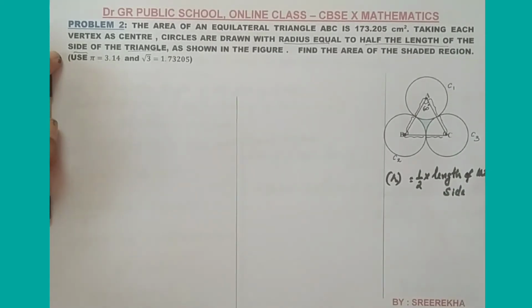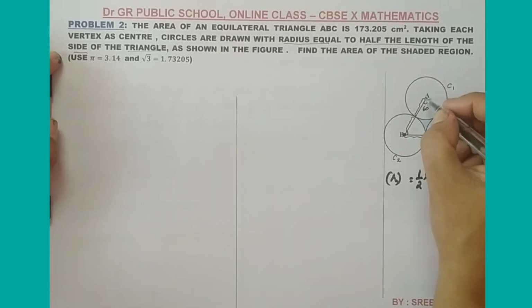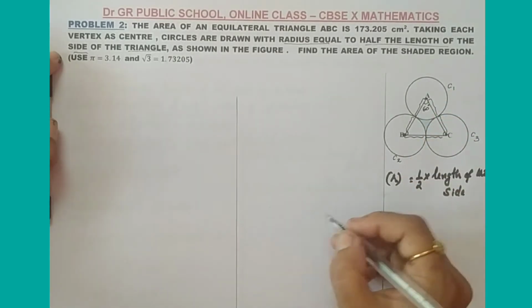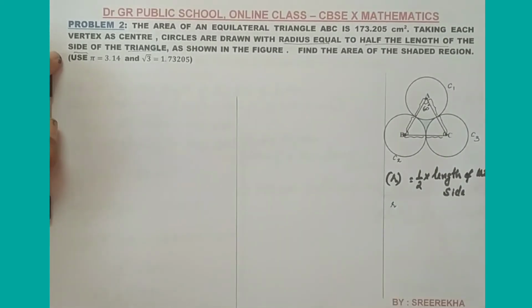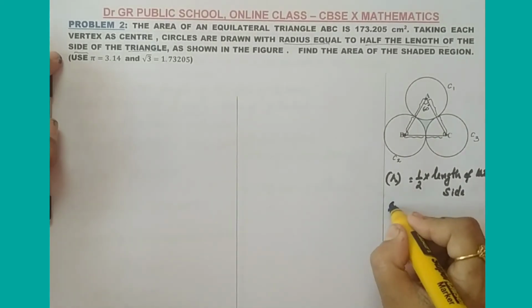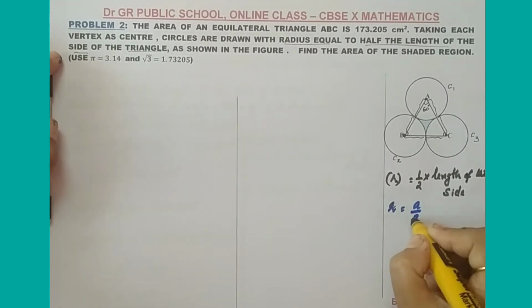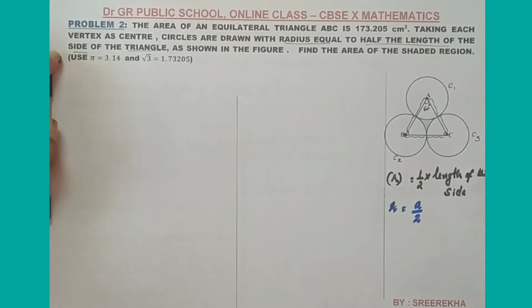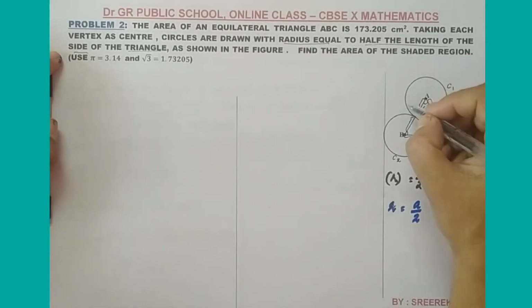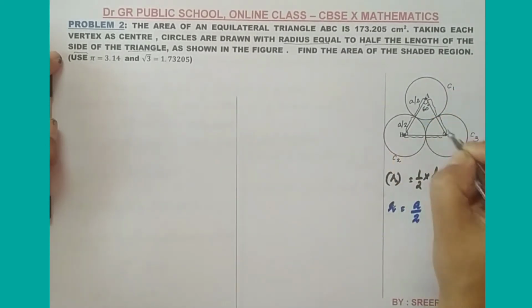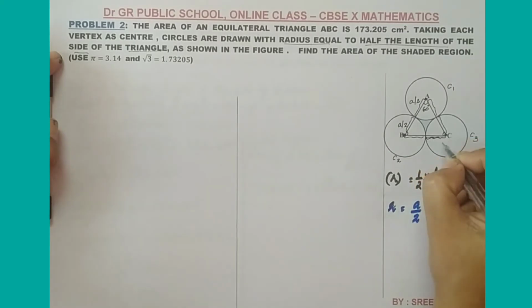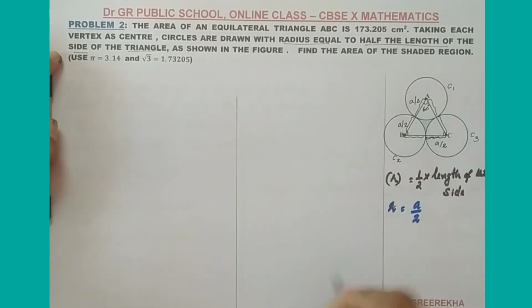I am going to take the side as a. Suppose the side of this equilateral triangle is a, then the radius will be equal to a by 2. I am going to mark here the radius as a by 2. This radius is also a by 2. This circle is also having radius a by 2. All are having radius a by 2.